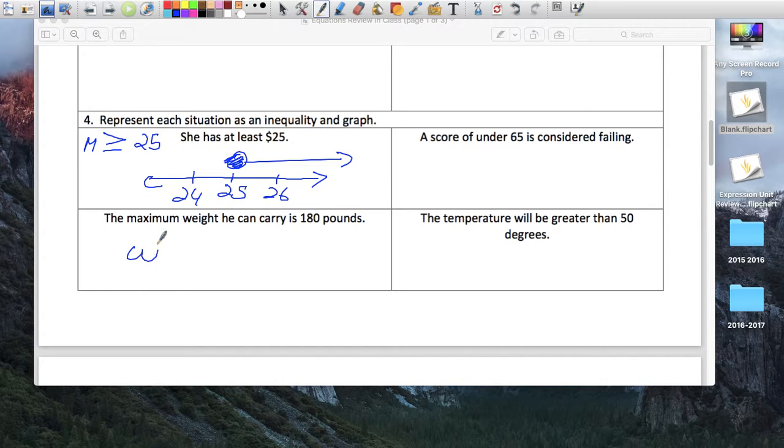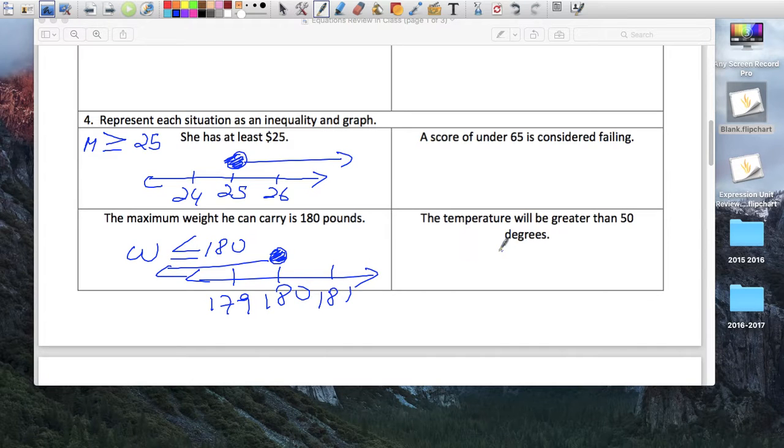Maximum weight he can carry is 180, so he can carry anything up to 180. Up to 180 is fine, 175, 179 is fine, 181 is just too heavy. So if you are less than 180, he can carry you, or if you're equal to 180, he can also carry you. On the number line, to show all the possible ways he's able to carry, you put a circle on top of 180. I'm going to shade it because 180 does count, and anything under 180 is also something he can do.